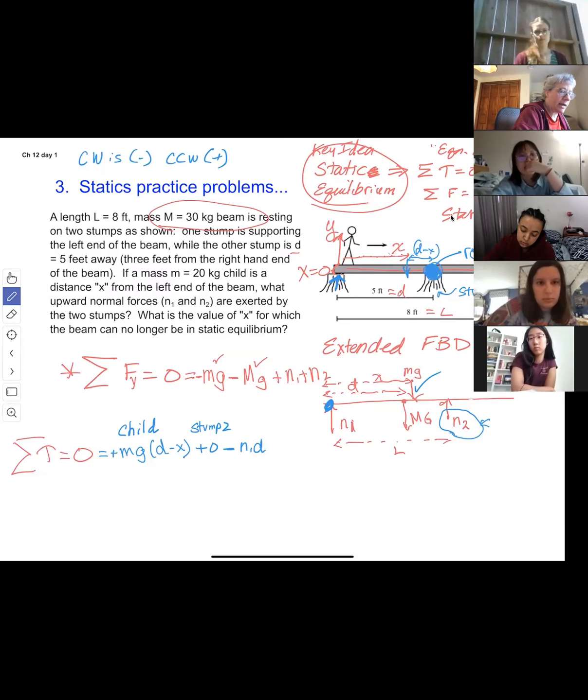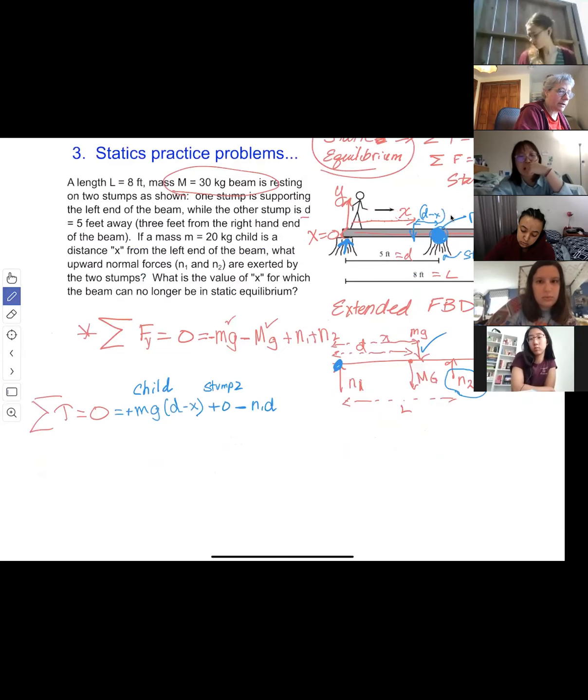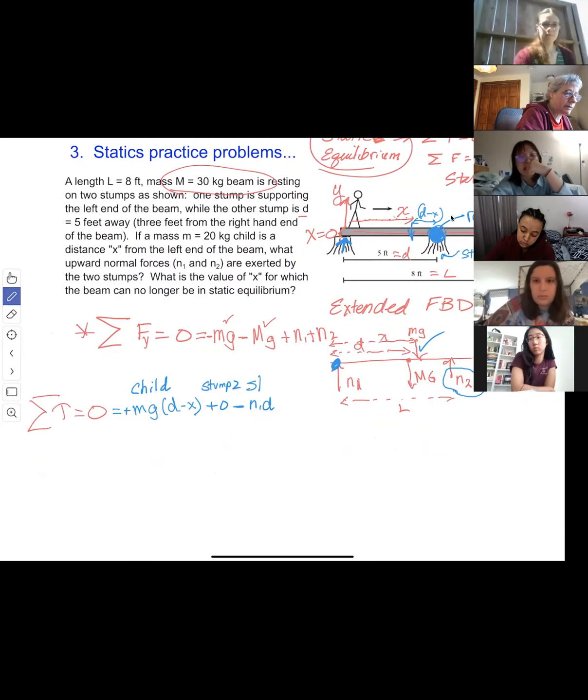Okay. So stump, oop. I don't know how I did that. There we go. Stump 1 is here. Stump 2 is that 0. And then we only have one other force. We have mg for the log going across.